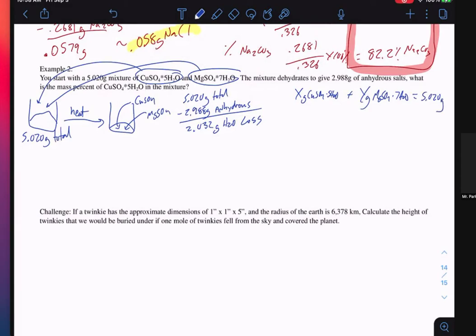This should be the first equation you look for in your typical mixture problem. Find the sum, find the total.